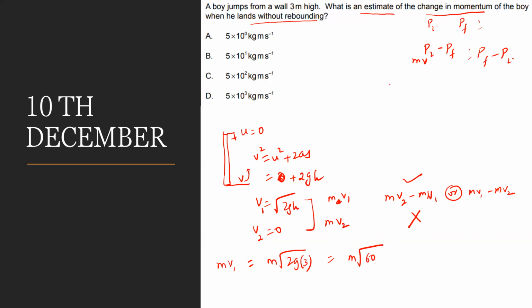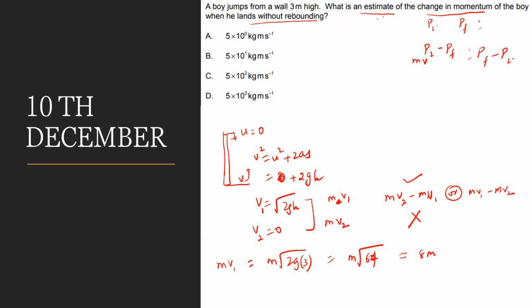Now, what is the question here? Estimate, not calculate. There's a difference between the command terms over here. So I will approximate this to the closest value because calculators are not allowed in your paper 1. So I'll put this as 64, which means this is nearly equal to 8M. But the problem is M is not given.